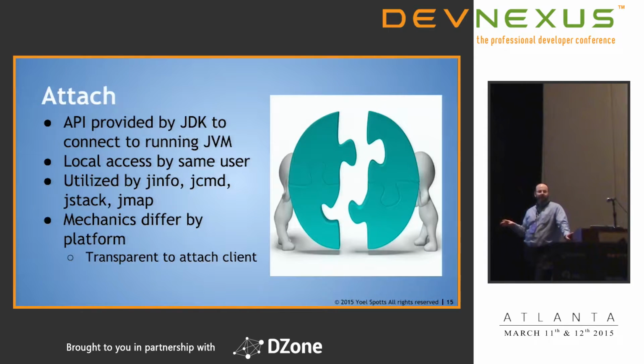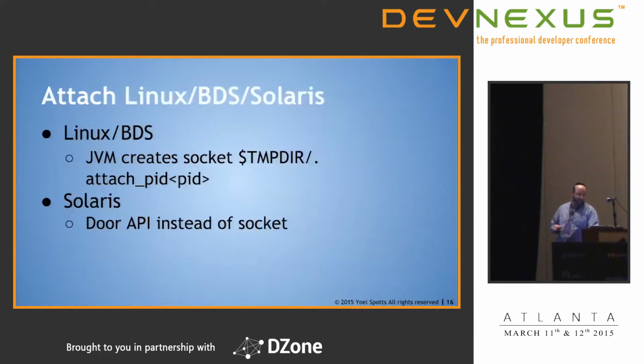The actual mechanics for how to attach to the JVM through the attach API are going to be platform dependent, and I'll show you that in just a minute. But to the user of the attach API, the client of the attach API, it's completely transparent. It doesn't matter how it works. It's a level of abstraction for attaching to the JVM.